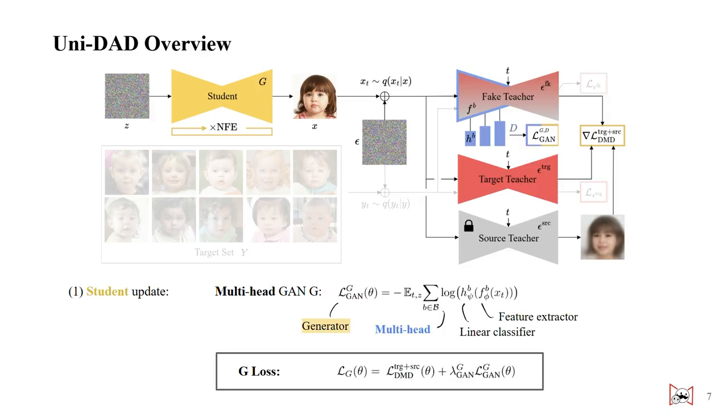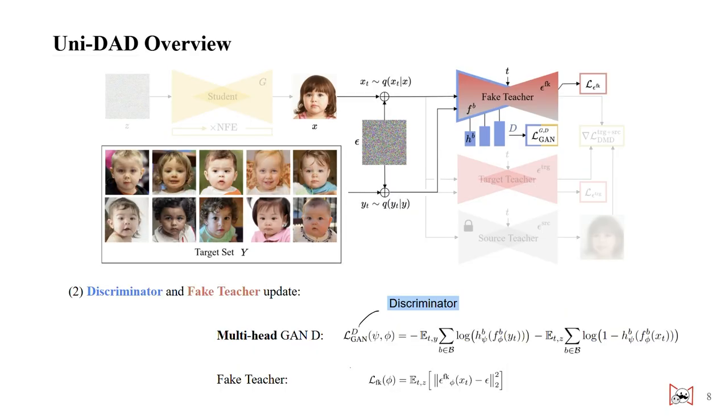We also update the student via the GAN generator loss, but we don't use the same GAN loss as in the improved DMD paper. We present a multi-head discriminator, which discriminates the image against the target set across different feature scales, reducing overfitting in the case of few-shot target domains. The student is updated via a combination of the dual domain DMD loss and the multi-head GAN generator loss.